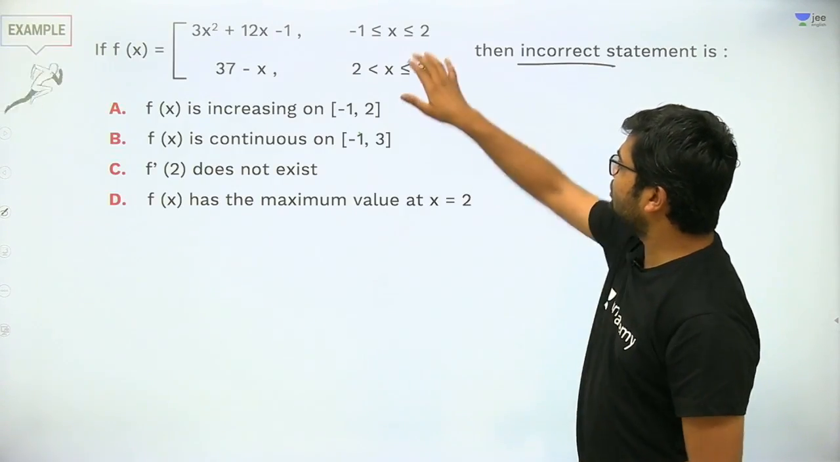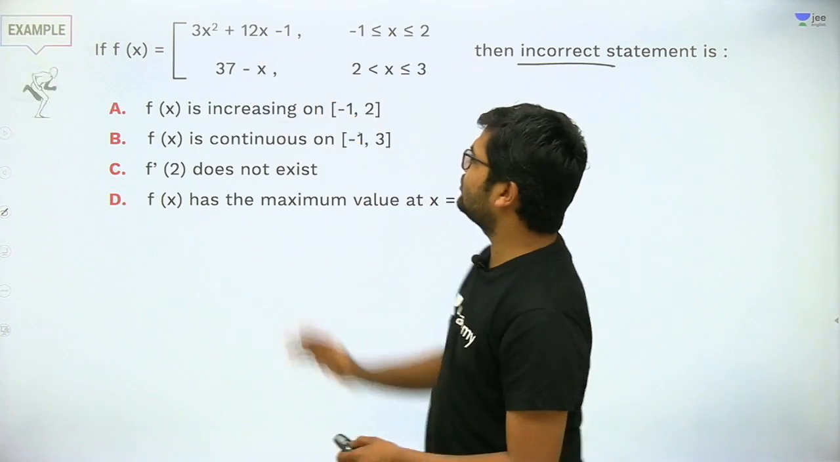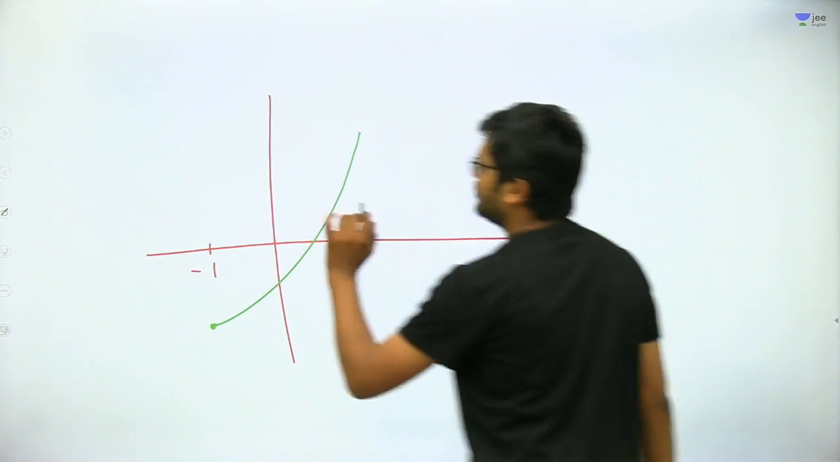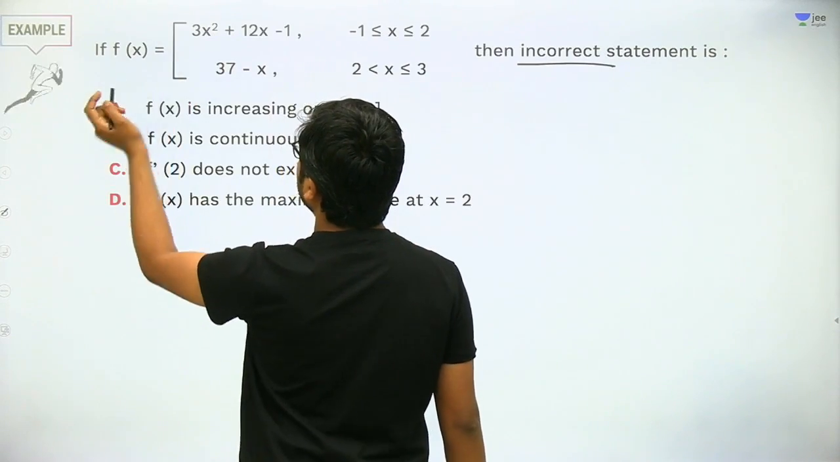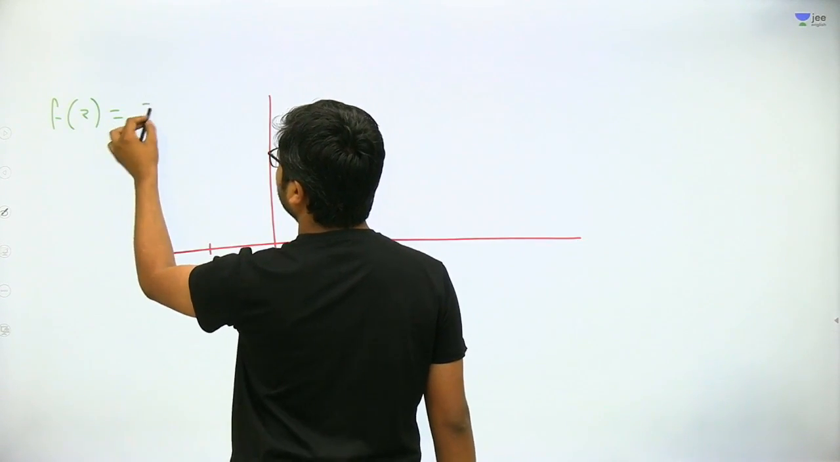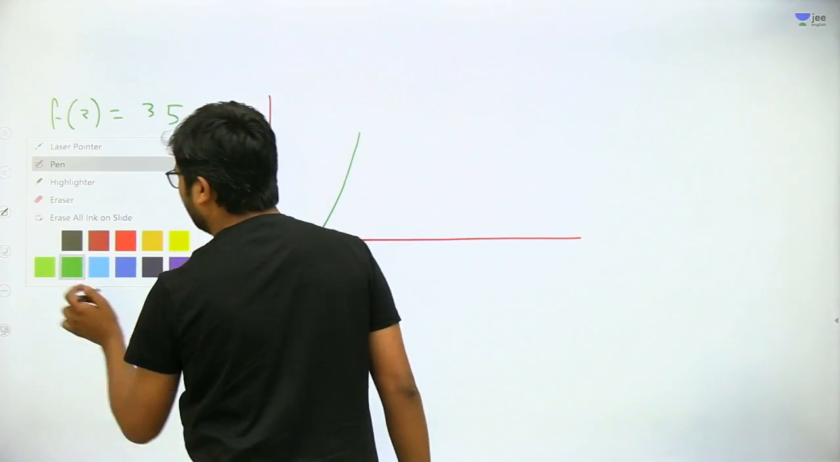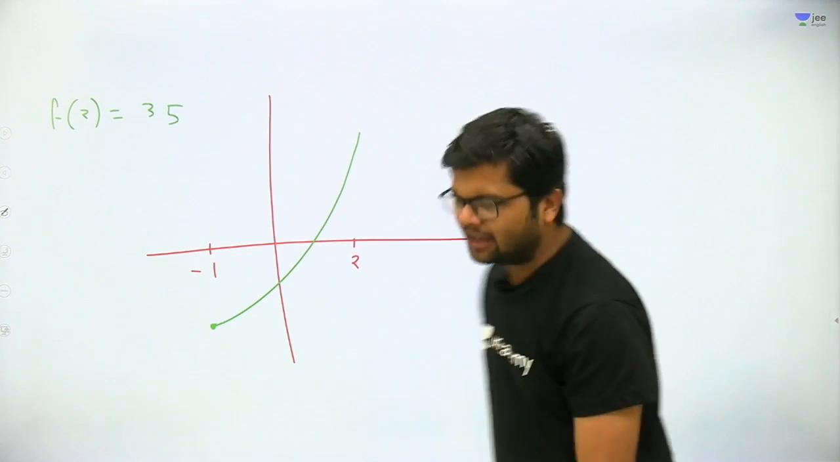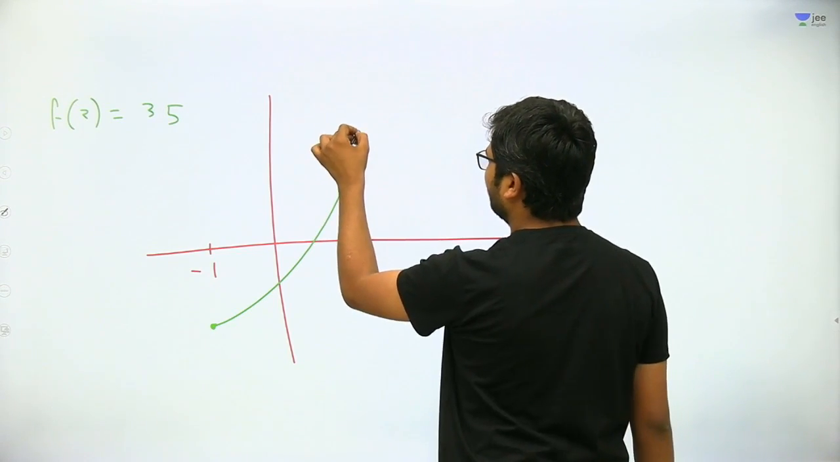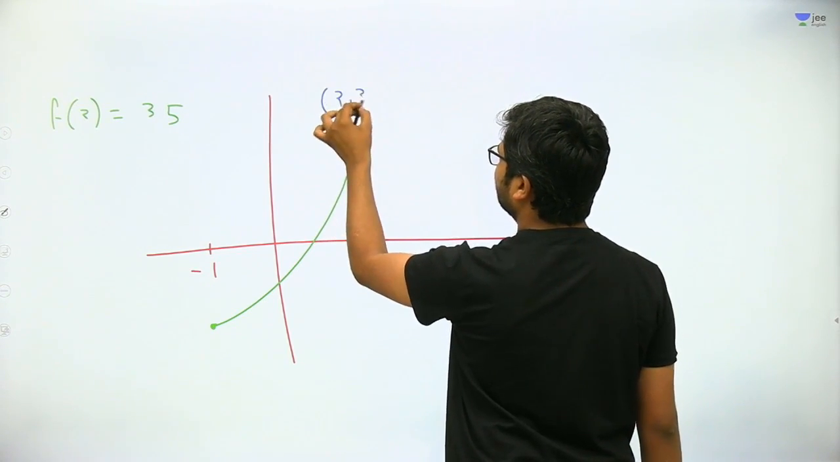At x equal to 2 it is closed, and we need to find the value at x equal to 2. So f(2) will come out to be, just put x equal to 2: 12 plus 24, 36, minus 1, it will be 35. I think till now everybody must have understood what I have done. Very good. So this point has coordinates (2, 35).